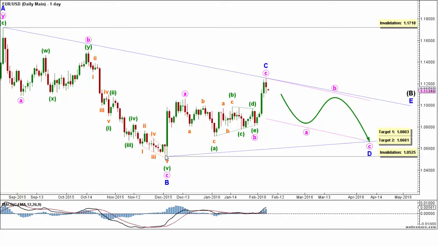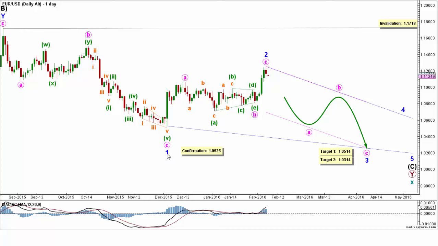Now moving over to our alternate count, which sees that intermediate wave B is already complete and that intermediate wave C is unfolding towards the downside as an ending diagonal labeled minor waves 1 through 5, each of which should be unfolding as a zigzag labeled minute waves A, B, and C. This count also expects the euro to continue moving towards the downside in minute waves A, B, and C to complete minor wave 3 of intermediate wave C. This will be confirmed by movement below 1.0525.